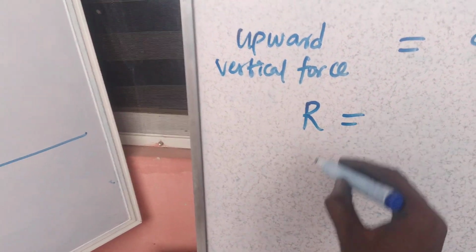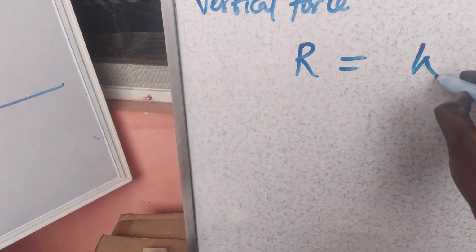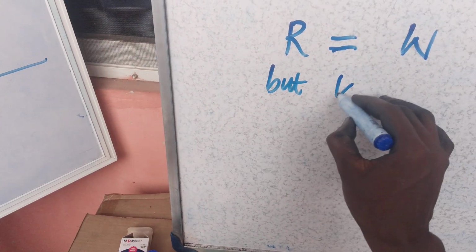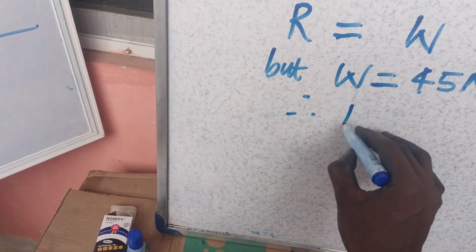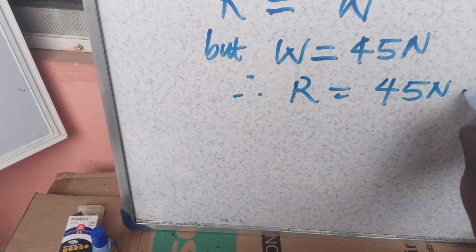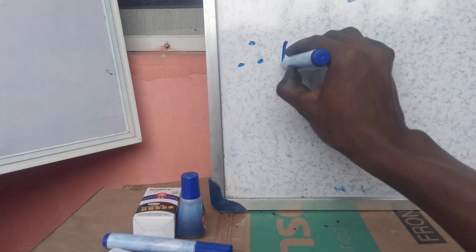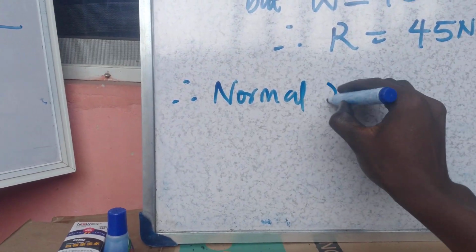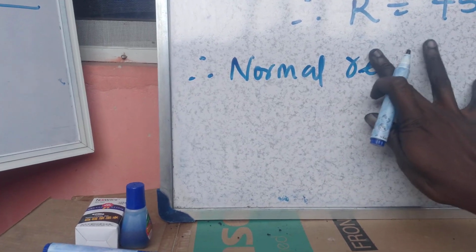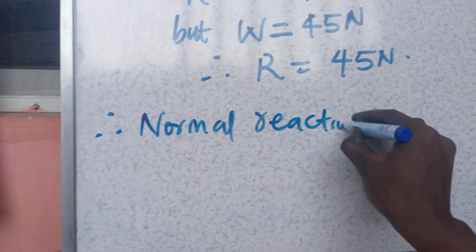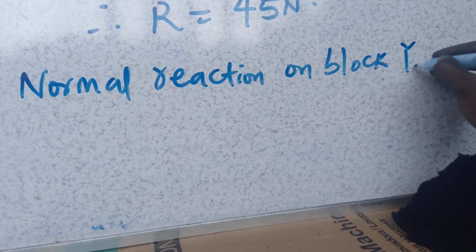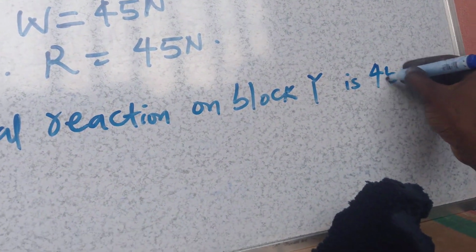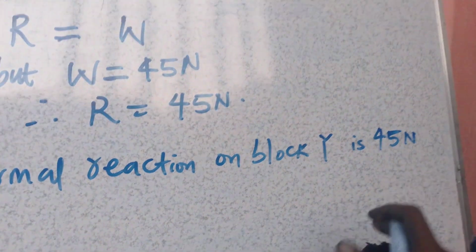The upward vertical force there is the normal reaction, R. The downward vertical force is the weight, W. But W is equal to 45 Newton. Therefore the normal reaction, R, will be equal to 45 Newton. So I've gotten that. Therefore the normal reaction on block Y is 45 Newton.